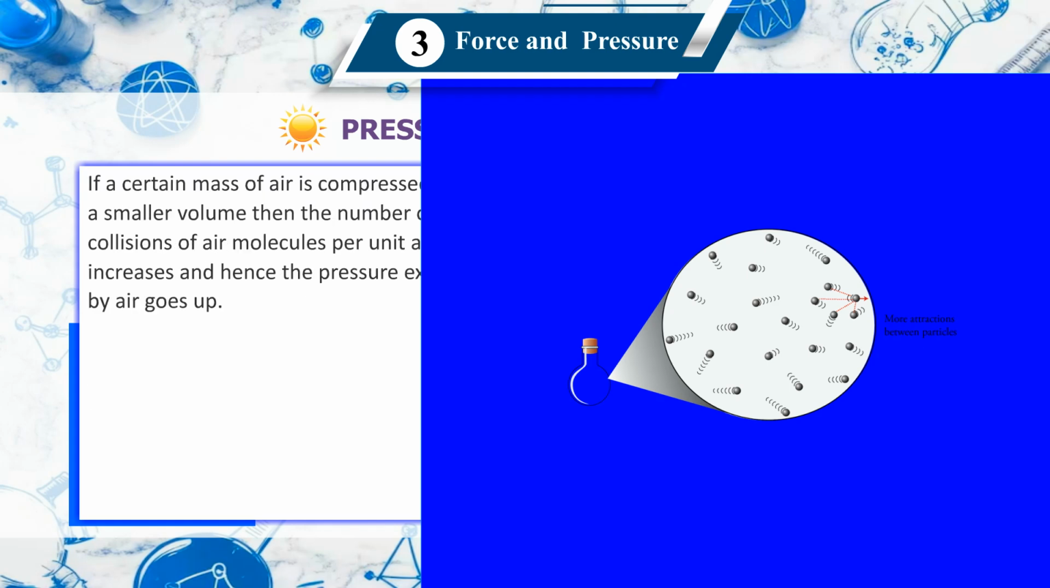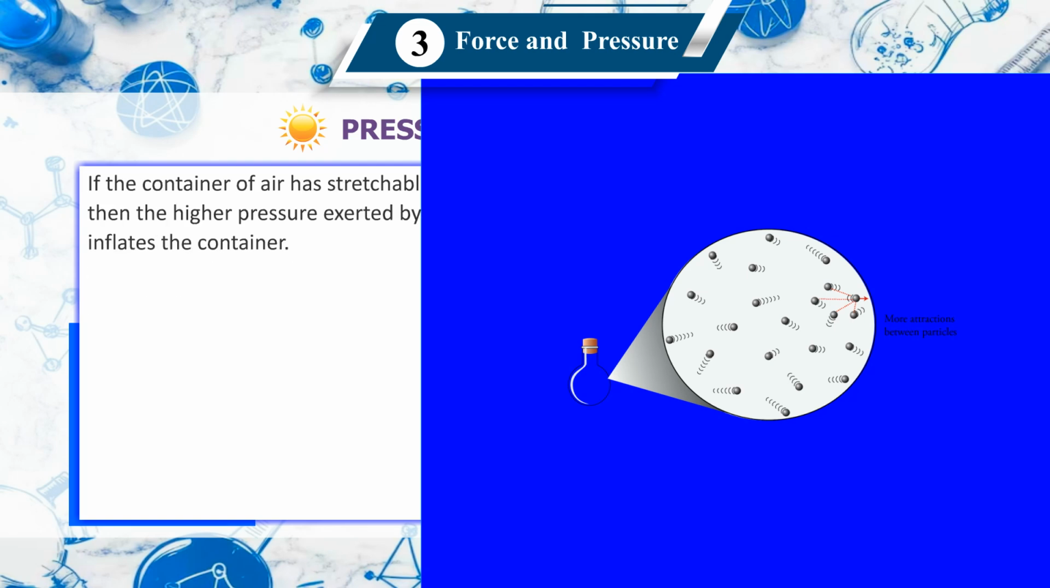If a certain mass of air is compressed into a smaller volume, then the number of collisions of air molecules per unit area increases and hence the pressure exerted by air goes up. If the container of air has stretchable walls, then the higher pressure exerted by air inflates the container.